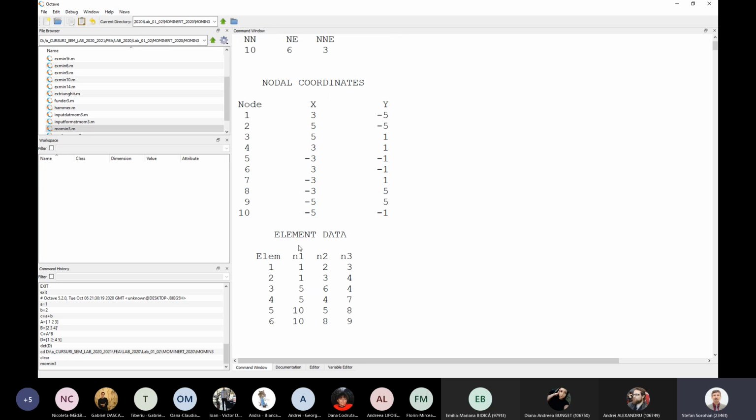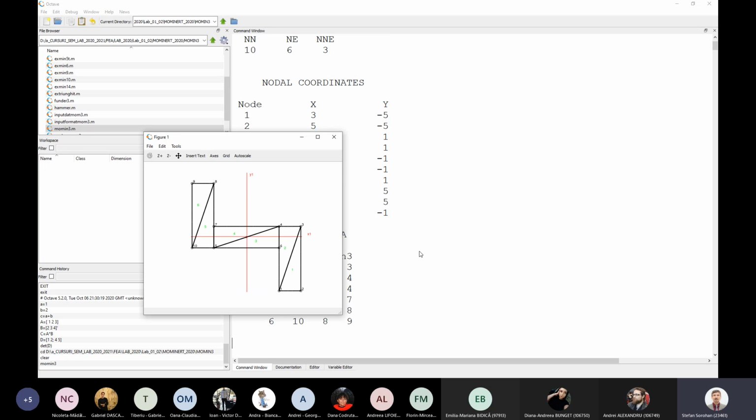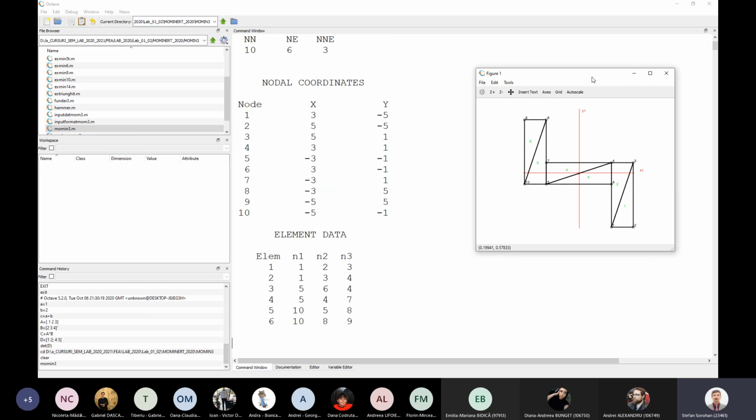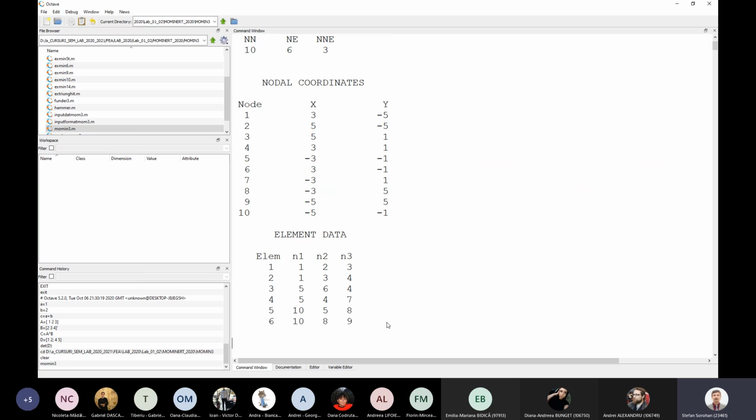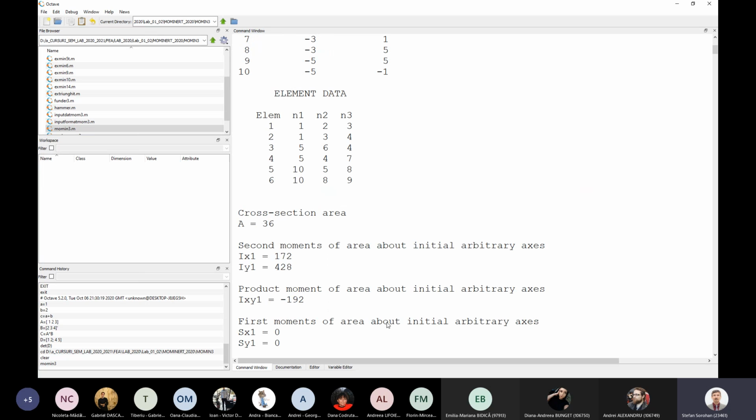Then we have some element data. For each element 1, 2, 3 till 6, I have node 1, node 2, node 3, and some numbers here. And that's all. After that, the program starts to make some calculation and gives us a picture, figure 1. Then if you use enter, you will obtain some general information. The cross-section area for this figure is here.